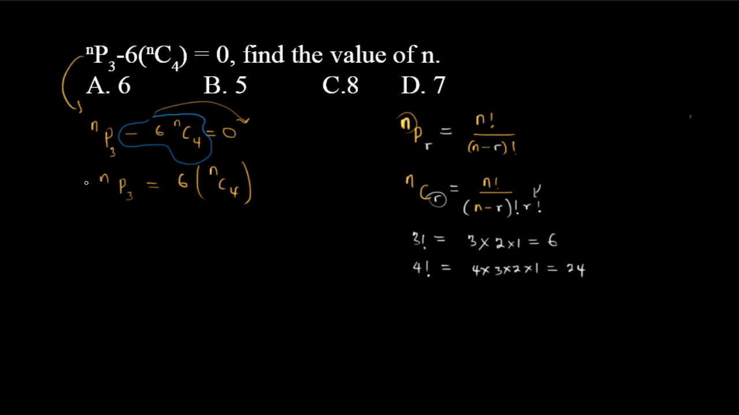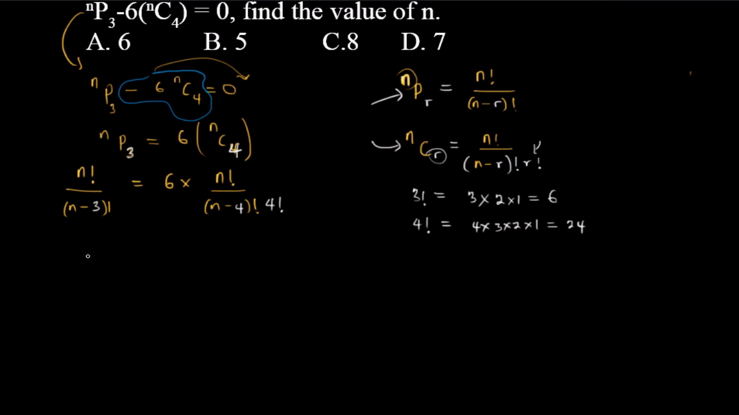Now to come to the problem that we have here, we have n permutation 3, so I'm going to use the formula I have here. n perm 3 is n factorial divided by n minus 3 factorial, since my r is 3. Now this equals 6 times n combination 4. This time my r is 4, so n comb 4 is just n factorial divided by n minus 4 factorial, then times 4 factorial.